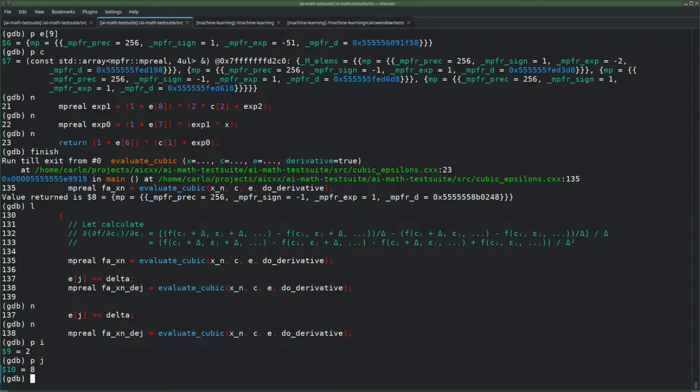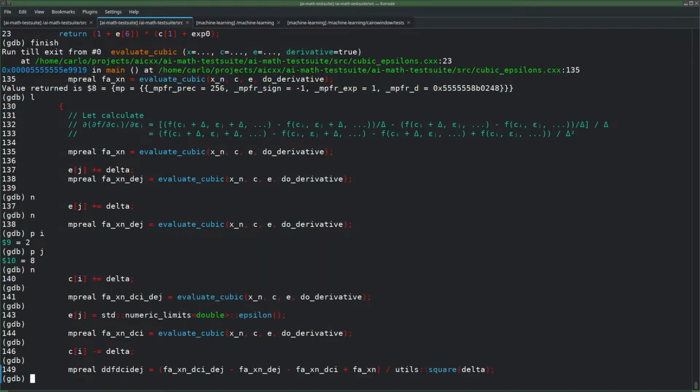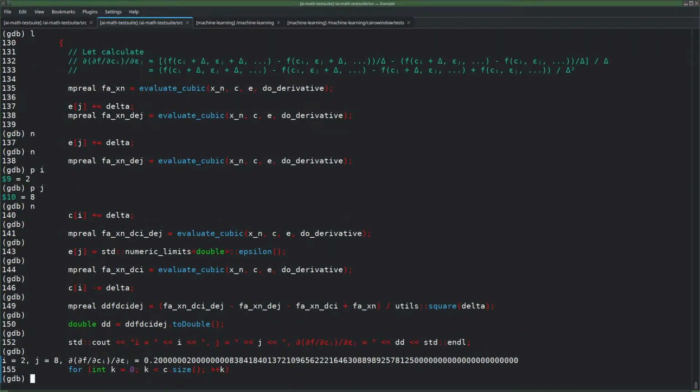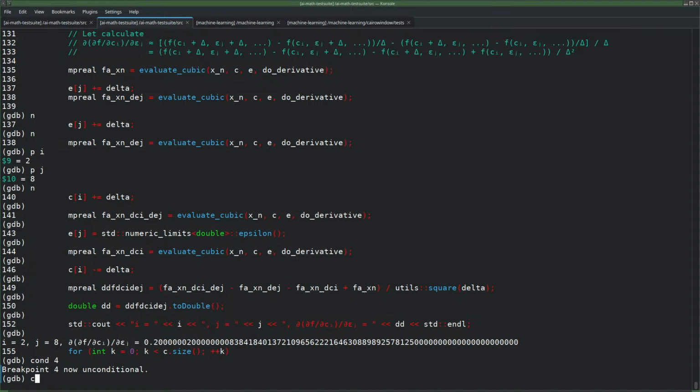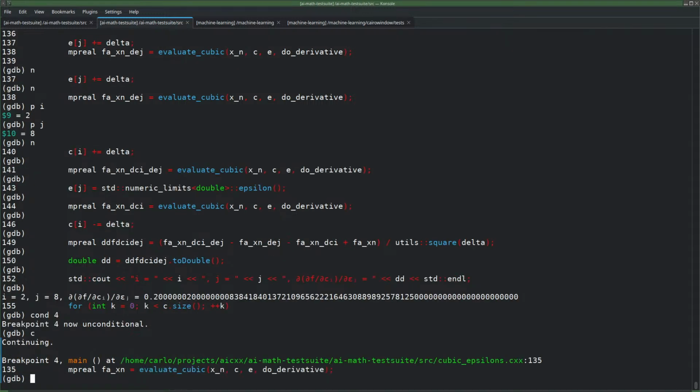No, what the hell? Oh, wait a minute. This one still worked. This one still worked. So the next one doesn't work. So I have to remove the condition of 4 now. Just do condition 4, I think. Yes, now we can continue. Now it's going to crash. So we can now at least still print these variables.